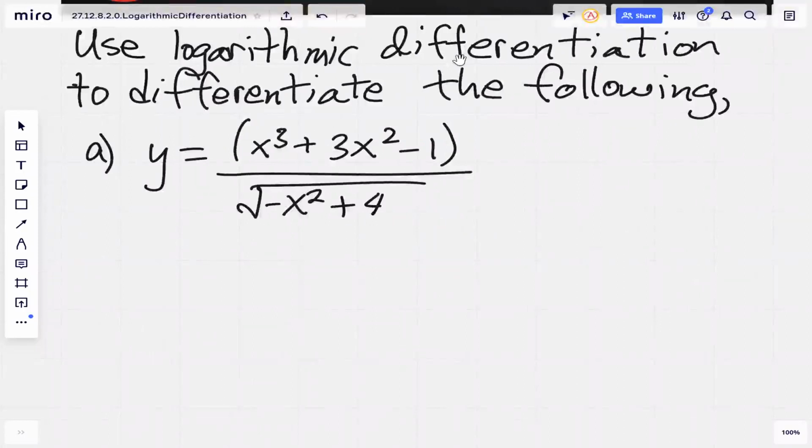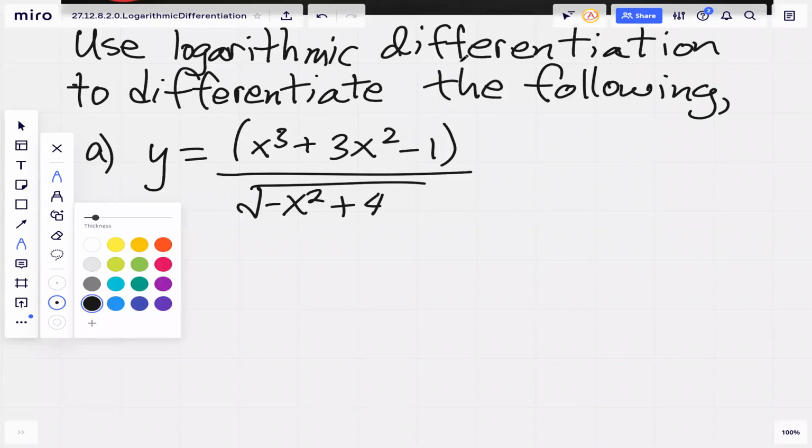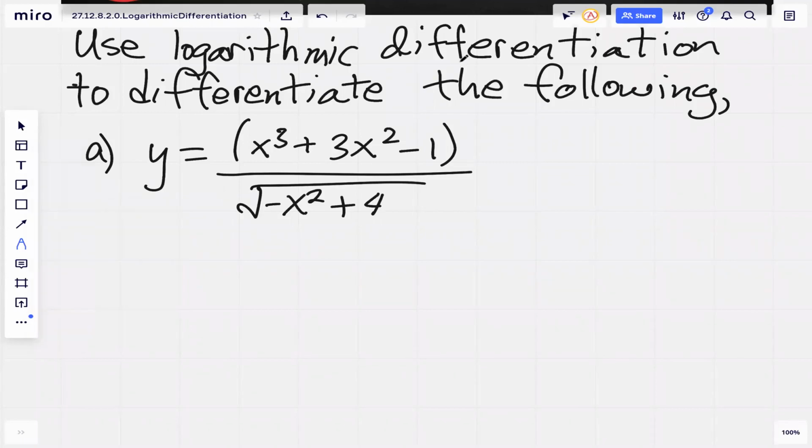y equals x cubed plus 3x squared minus 1 over the square root of negative x squared plus 4. So we could use the quotient rule, but we're asked to use logarithmic differentiation. Let's see if we can. What this means is we're going to take the ln of both sides and see if that helps us. So let's do that.